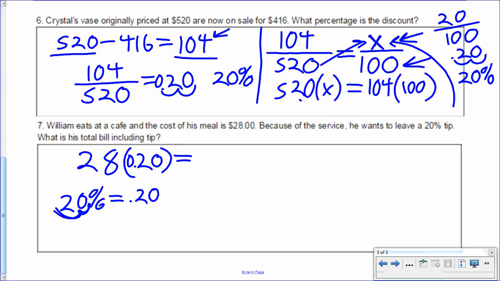So 28 times 0.20, $5.60. So 20% of his bill is $5.60. Now, they're asking total bill, including tip. So we have to add this back to our original 28, and when we do, we come up with $33.60.